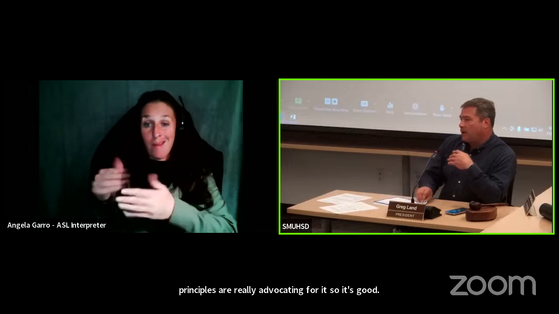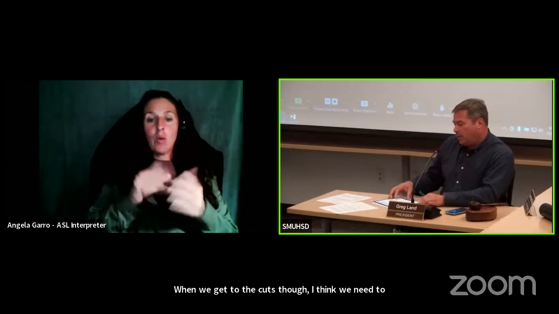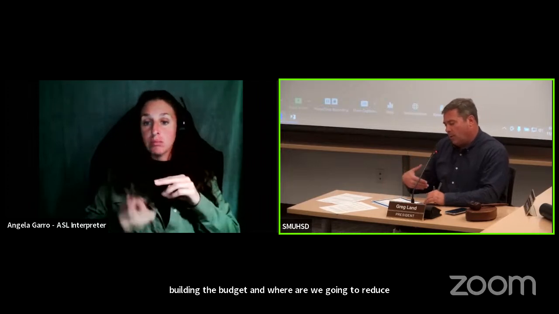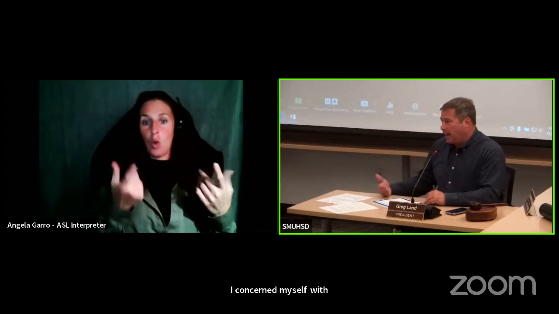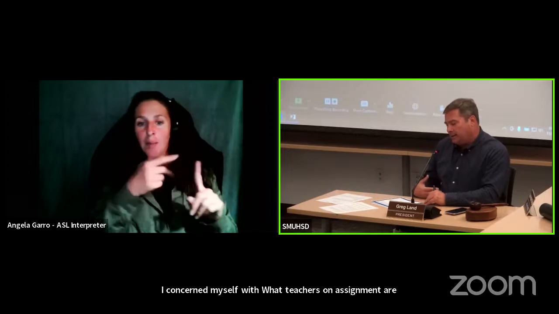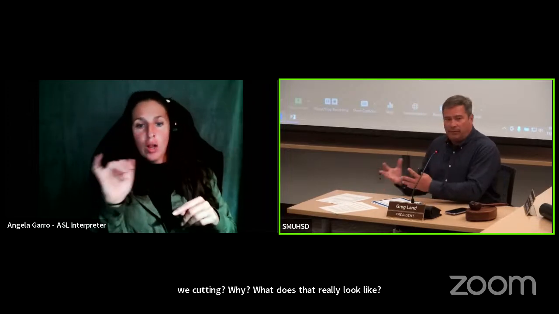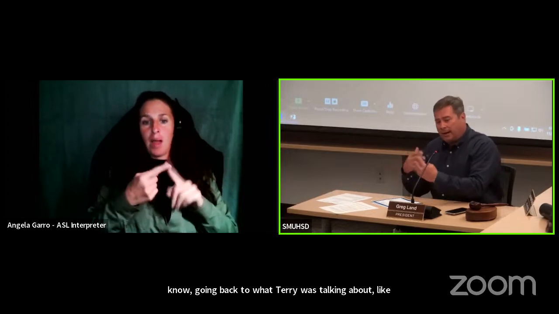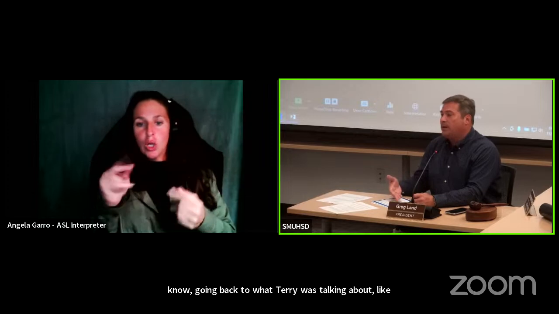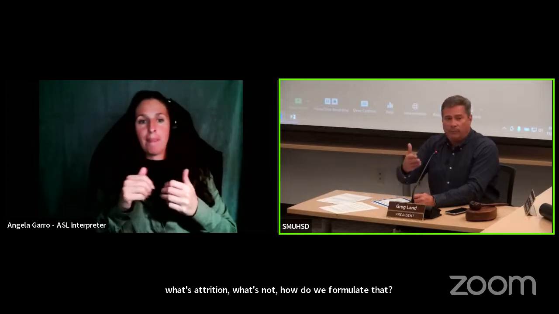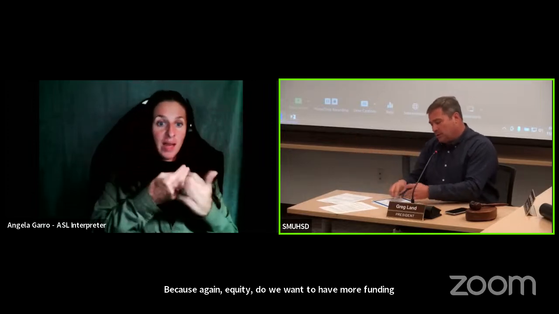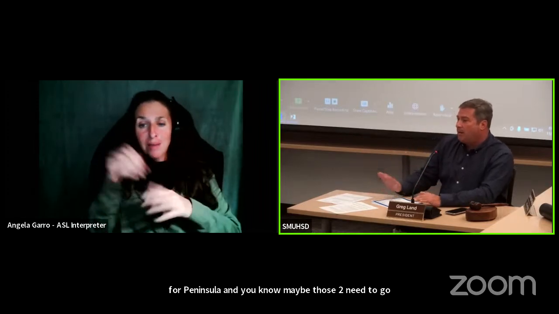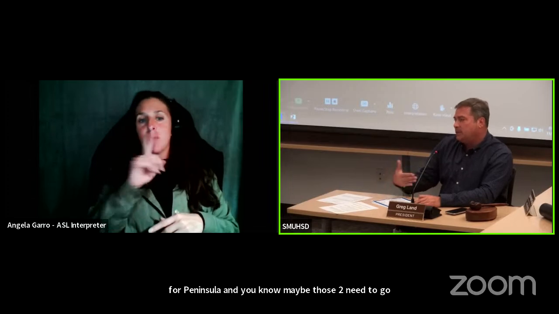I mean, when we start talking about building the budget and where we are going to reduce services, I concern myself with what teachers on assignment we are cutting. Why? What does that really look like? Staffing, how does that kind of flip, going back to what Terry was talking about, like what's attrition, what's not, how do we formulate that? Because again, equity, do we want to have more funding for Peninsula? And maybe those two need to go there or somewhere else in the future. And I'm not calling where and how, I'm just saying that needs to be a fudge factor.